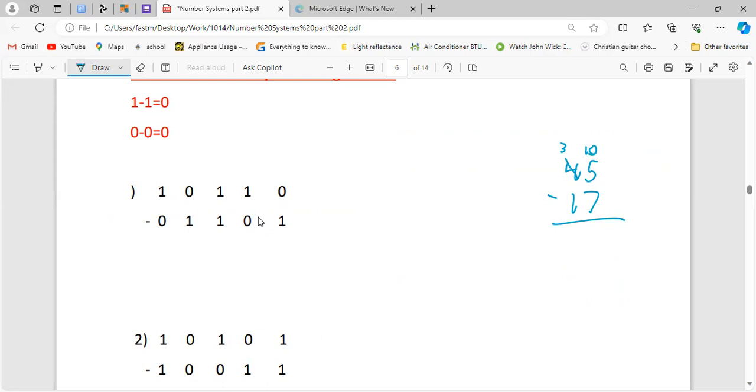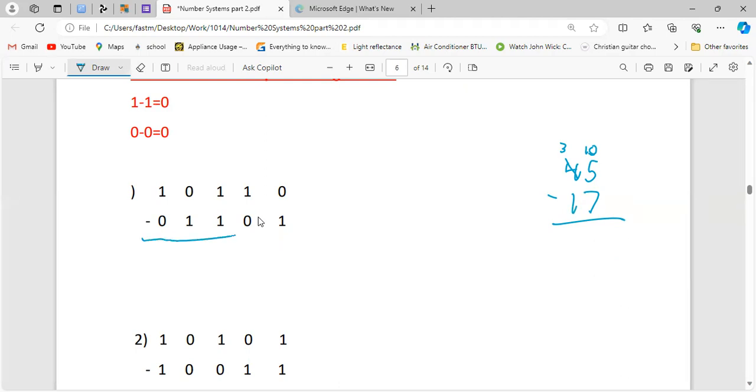Now, in a binary system, when you borrow, you're still subtracting 1 by carrying across 2. If it was in an octal system, when you borrow, you're carrying across 8. So just keep that in mind. Once you remember that, it resumes. Just like in the decimal system, you borrow 1, you get 10. In the binary system, when you borrow 1, you get 2. In octal, if you borrow 1, you get 8. In hexadecimal, when you borrow, you get 16, or F if you want to be technical.